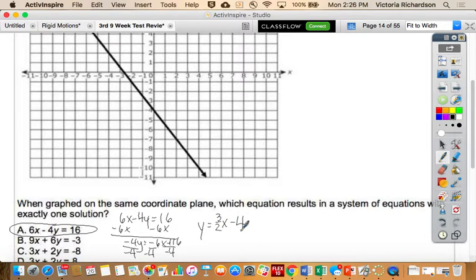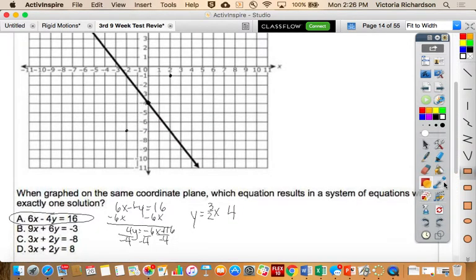So my y-intercept would be negative 4, which is right here. And we have a slope of 3/2, so I'm going to go up 3 and 2 to the right, or I can go down 3 and 2 to the left. And then we connect our points. And you have one intersection point at 0, negative 4.